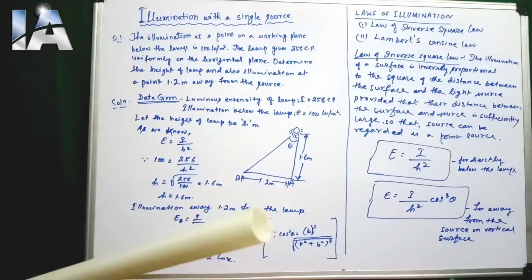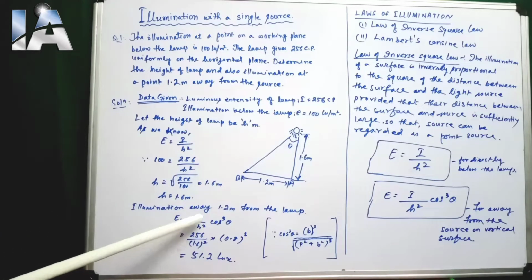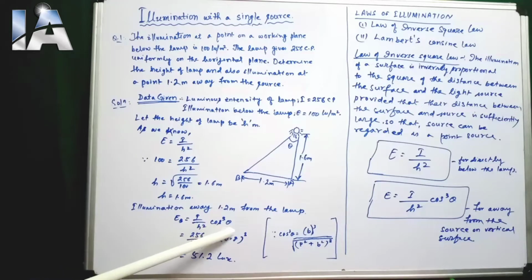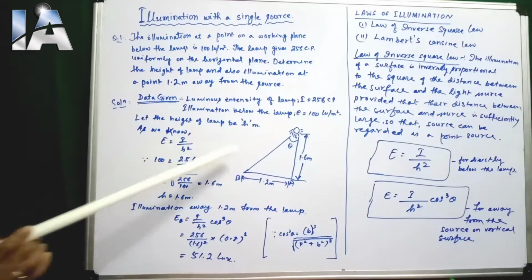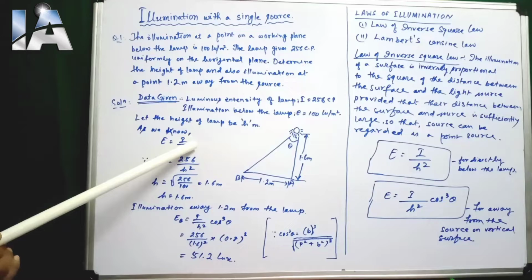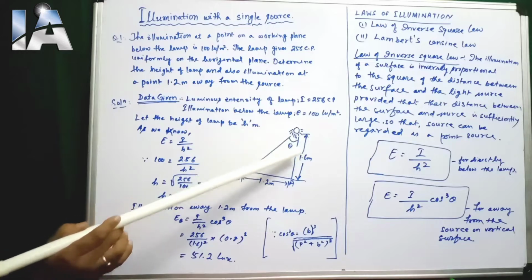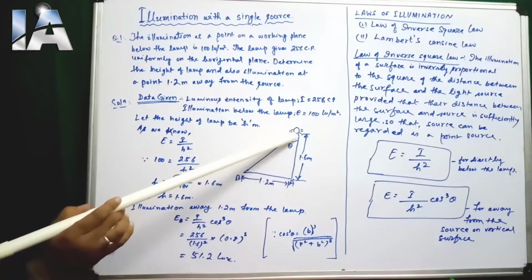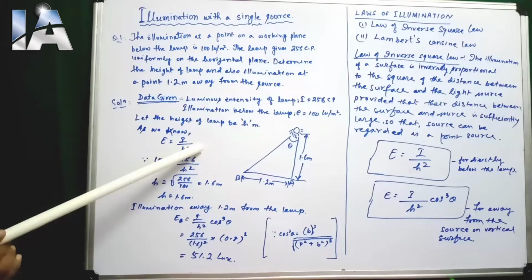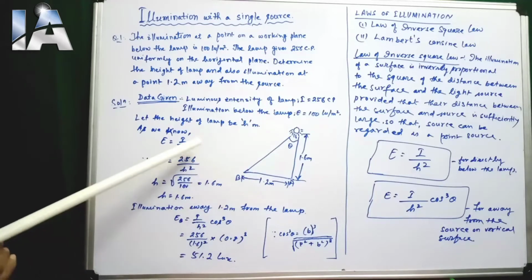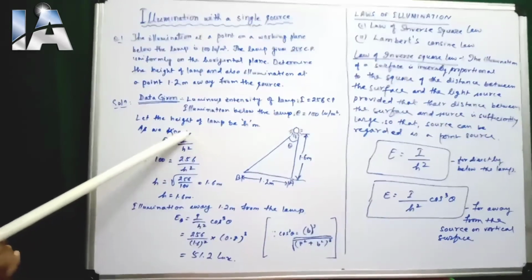Here you will notice two points. In the first formula, E is equal to I by h square, and in the second formula, I divided by h square gives cos cube theta. Here cos cube theta is not there because this deals with the point directly below the source. When you take directly below the source, cos theta is equal to cos 0, and cos 0 is 1, so the formula is I by h square.